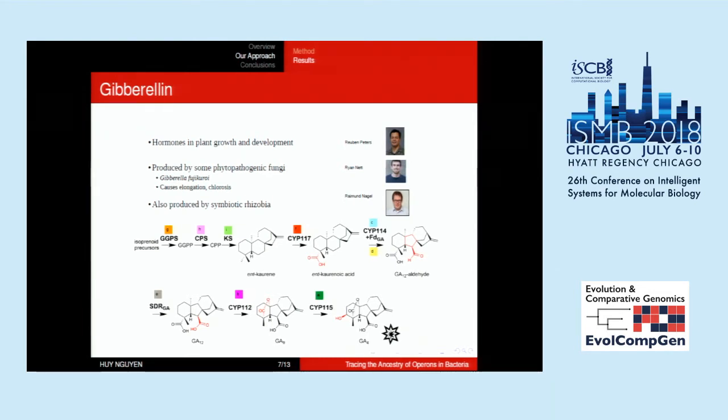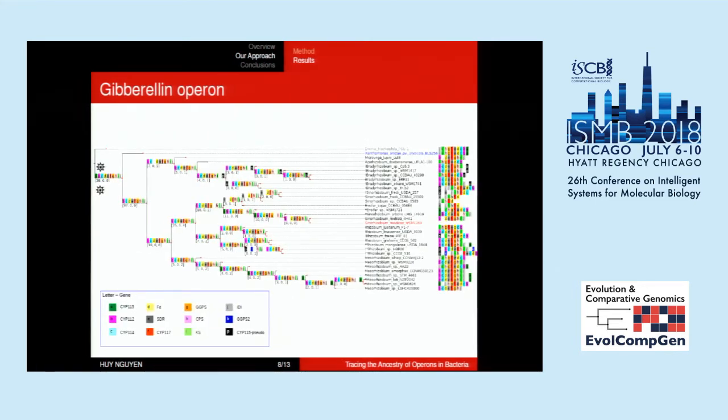Most of them contain gene CYP115, which produces the compound GA9, which is not bioactive. Only a few of them contain gene CYP114, which can transform GA9 to GA4, which is a bioactive form. From here on, I will denote a star to say that it is bioactive. So we apply the reconstruction method onto the gibberellin operon.